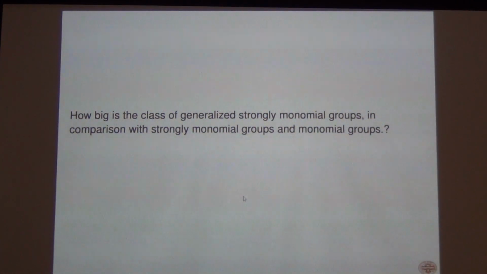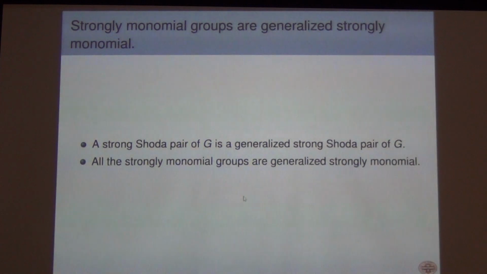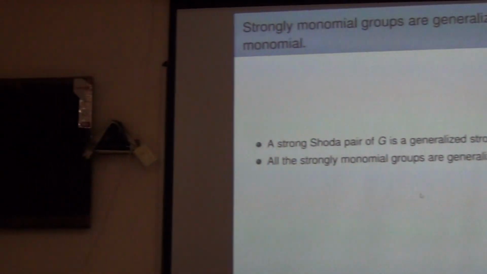And so then also there was a question on how big is the class of, as I told you, we moved from strongly monomial groups to generalized strongly monomial groups. Of course, the natural question is how big is the class of generalized strongly monomial groups as compared to strongly monomial groups. And this work was done jointly with Gurmeet, and this is what we proved. And what we proved is that all the monomial groups known so far happen to be generalized strongly monomial. And it looks like a challenging problem to find a monomial group which is not generalized strongly monomial. And this is why we suspect that.